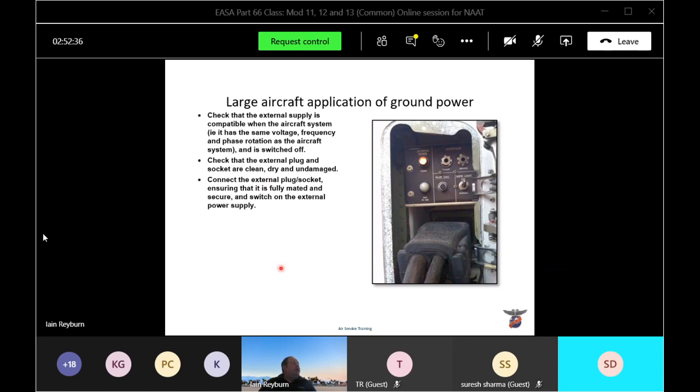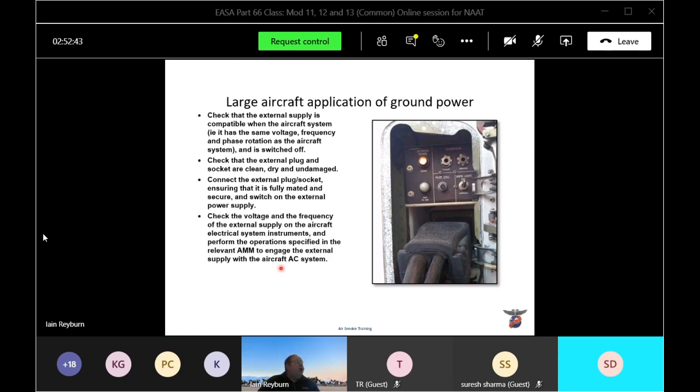Connect the external socket, making sure it's fully home, fully mated, before we switch on the external power supply. Then when we put the power on in the aircraft, we check the voltage and the frequency of the supply is correct in accordance with the aircraft maintenance manual. If it's not, shut it down. Then we disconnect from the aircraft and put everything away correctly.